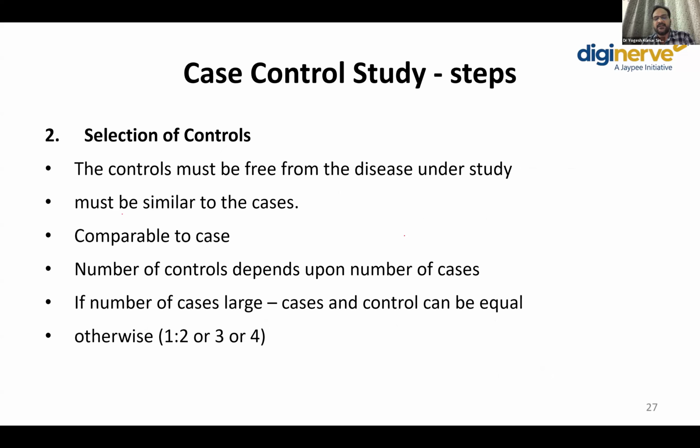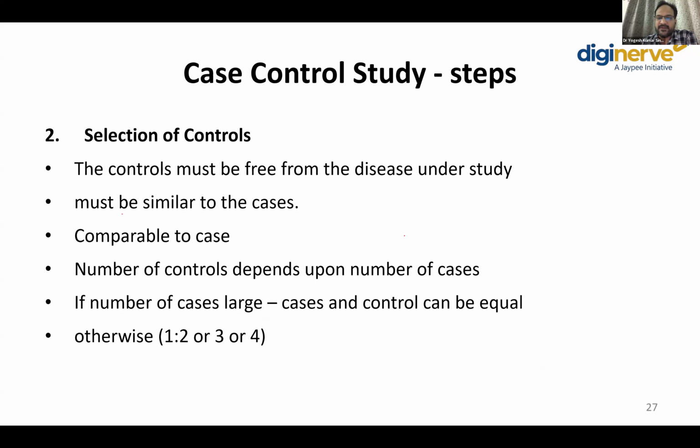Suppose we are comparing diabetes cases among rich men, and the controls we have taken are from the farmers. So it is not a comparison. A rich man has higher chances of developing diabetes than a farmer. So this will be wrong. Controls should be comparable to the cases.